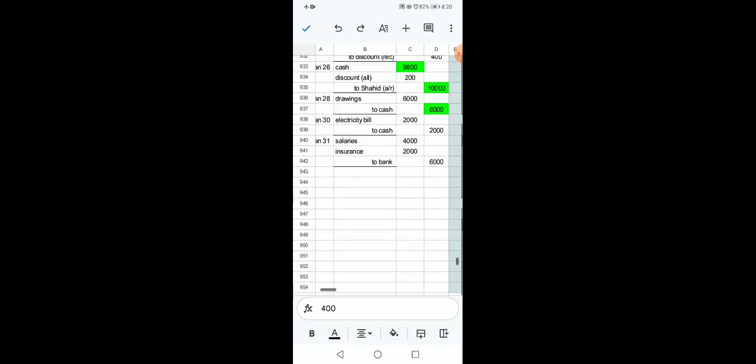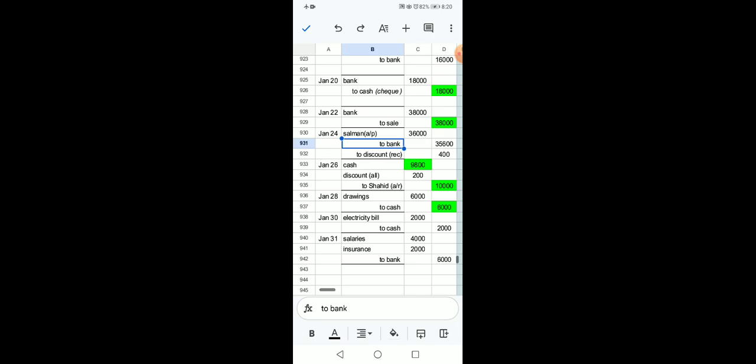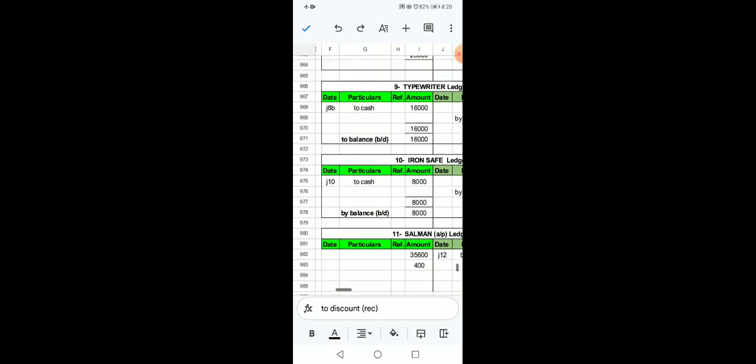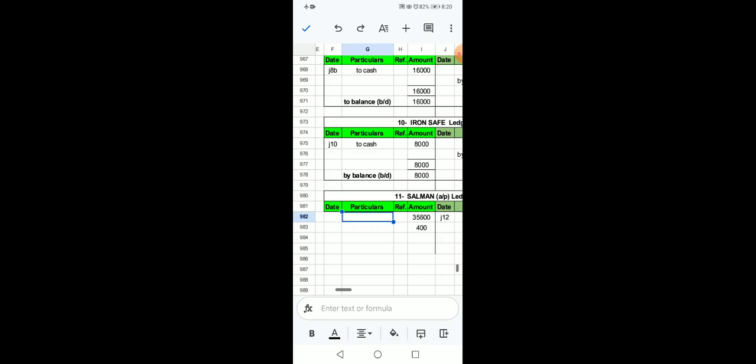Let's see what the reference was. 35,600 was the first amount and 400 was the second amount. We are posting 36,000. So the first reference is bank and the second reference is discount. For 35,600, the first reference, bank, will be used in the particular column, and for the next amount, 400, we will use discount as the reference with an additional word of 2.